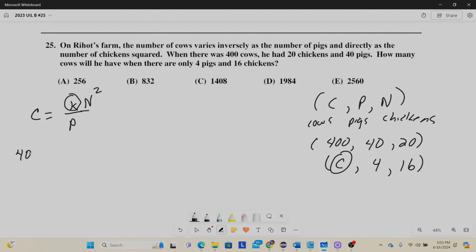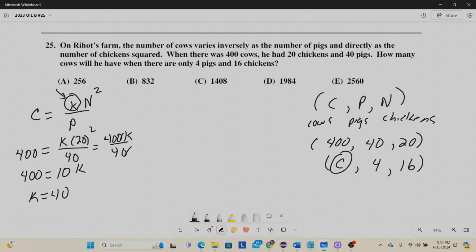So solving for K. When there are 400 cows, you got the number of chickens squared, so K times 20 squared, divided by the number of pigs, which is 40. So it's going to be 400 equals 400K divided by 40, so that's going to be 10K. So 400 is equal to 10K, dividing both sides by 10, K is equal to 40. And so now we got our constant, and so the number of cows is equal to 40 times the number of chickens squared divided by the number of pigs.